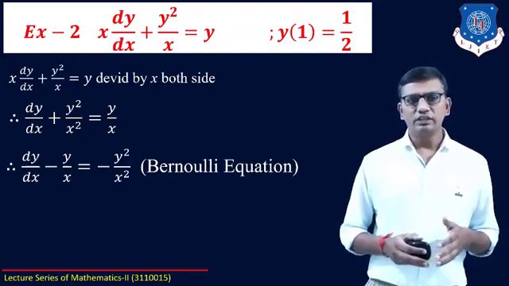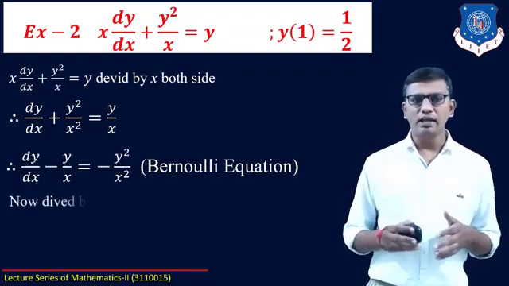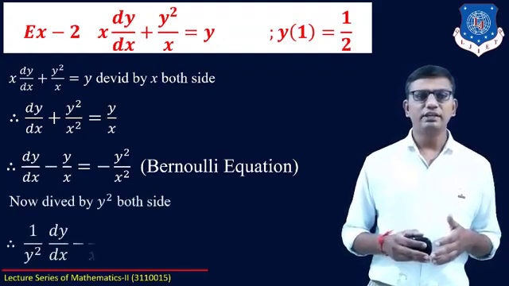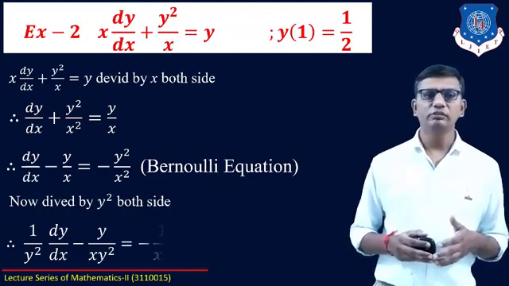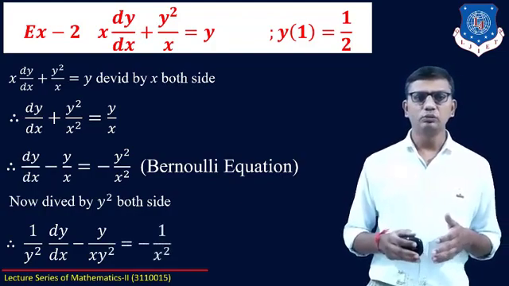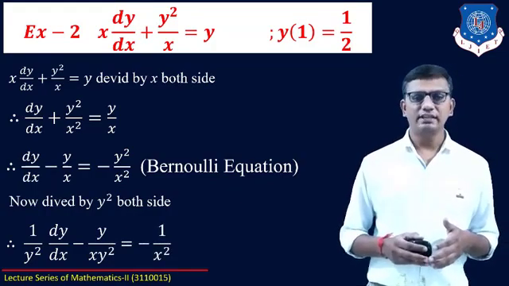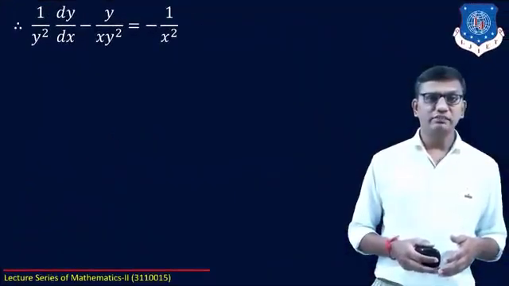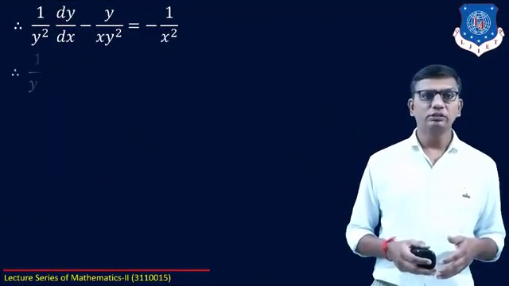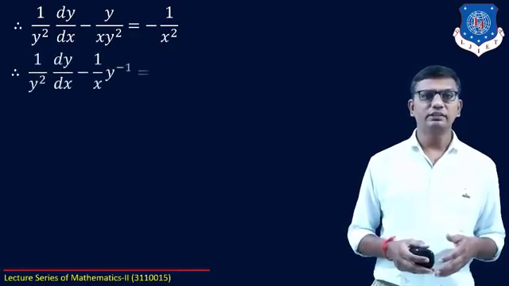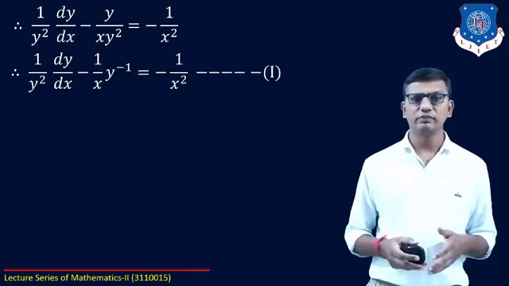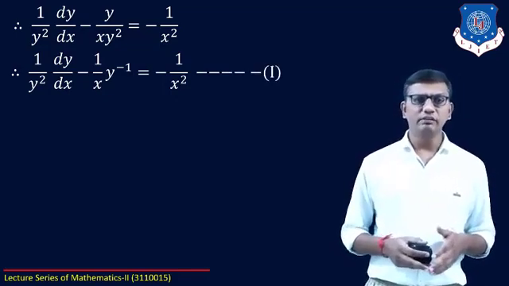Now we divide the whole equation by y^2, then we get (1/y^2) dy/dx - y/(xy^2) = -1/x^2. Now we rewrite this equation as (1/y^2) dy/dx - (1/x) y^(-1) = -1/x^2. Call it result number 1.